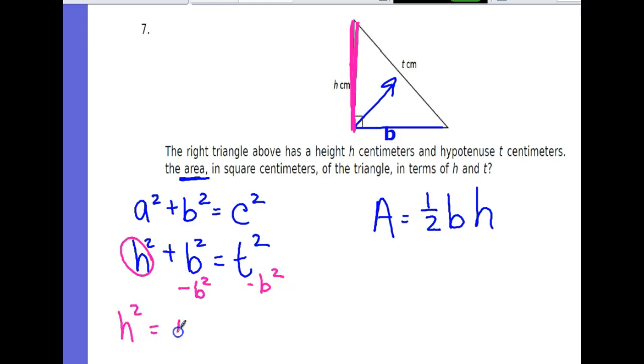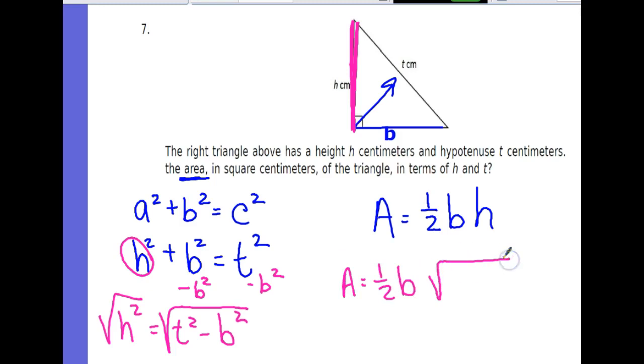H squared equals t squared minus b squared. We're solving for h because we need the h in the formula. What do you do to get rid of an h squared? So the area is going to be 1/2 the base times the square root of t squared minus b squared. Is that one of your answer choices?